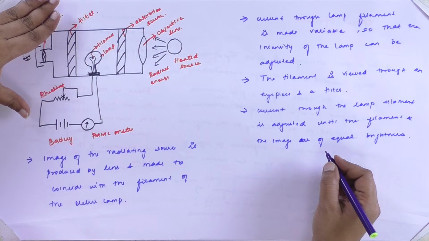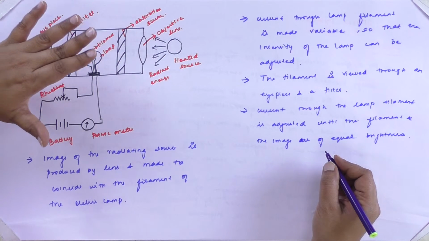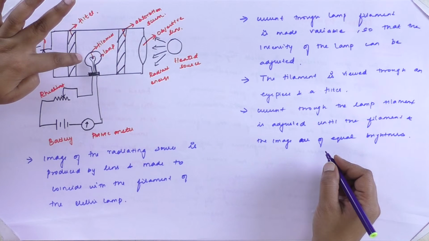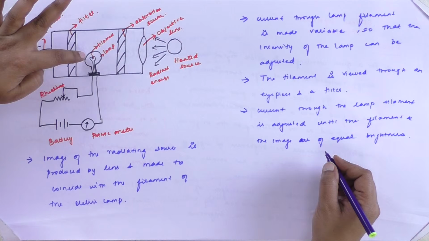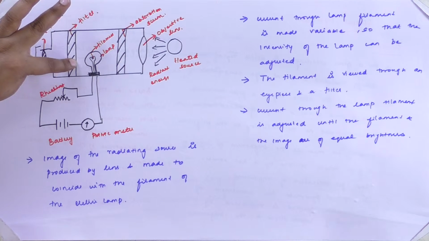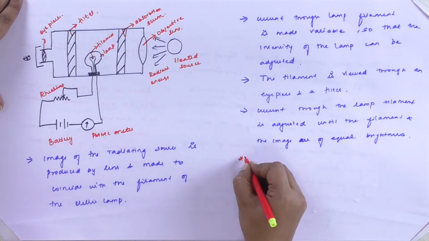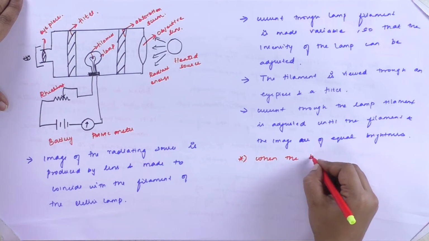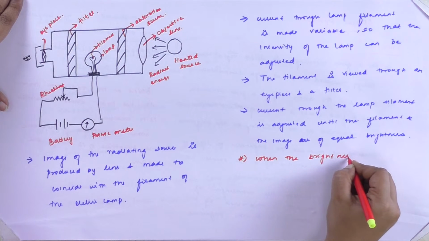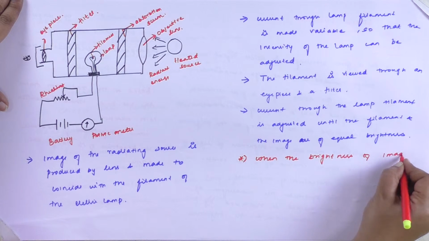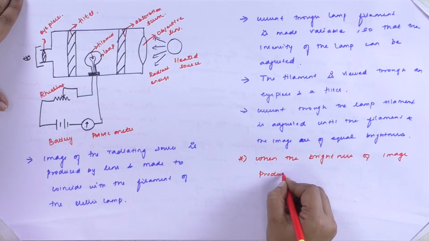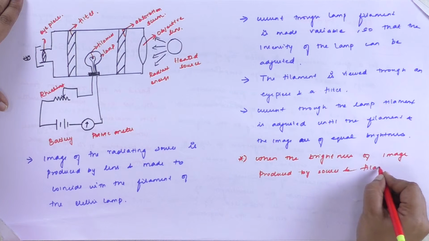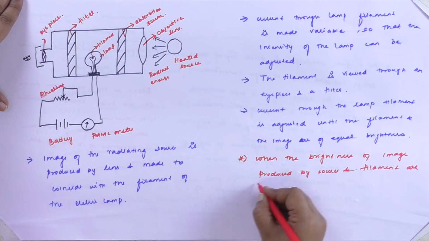So here we consider three conditions: when the brightness of the image produced by the source and the filament are equal, if the brightness of the filament is high, and if the brightness of the filament is low. Now let us consider three conditions. The first one is when the brightness of image produced by source and filament are equal.